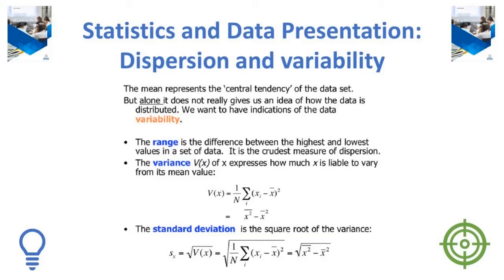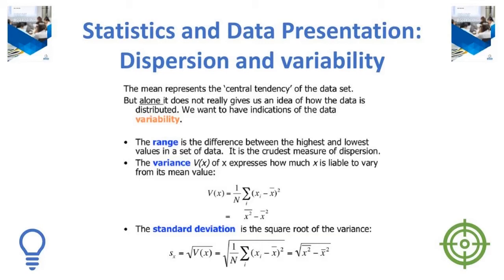And as we've discussed, it's the mean that represents that central tendency, but on its own, the mean or the median or the mode will not really give us any idea of how the data is distributed. What we need to do that is an indication of data variability, the third of those basic statistical tests that we look at when we start to initially interrogate our data sets.